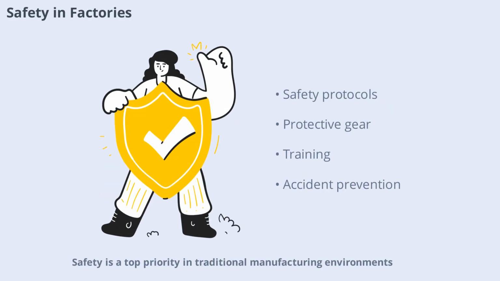Safety is a top priority in traditional manufacturing environments. Factories implement strict safety protocols to protect workers from hazards such as moving machinery, sharp tools, and heavy materials. Regular training sessions, protective gear, and clear signage help reduce accidents. A safe workplace not only protects employees but also ensures consistent production and quality.